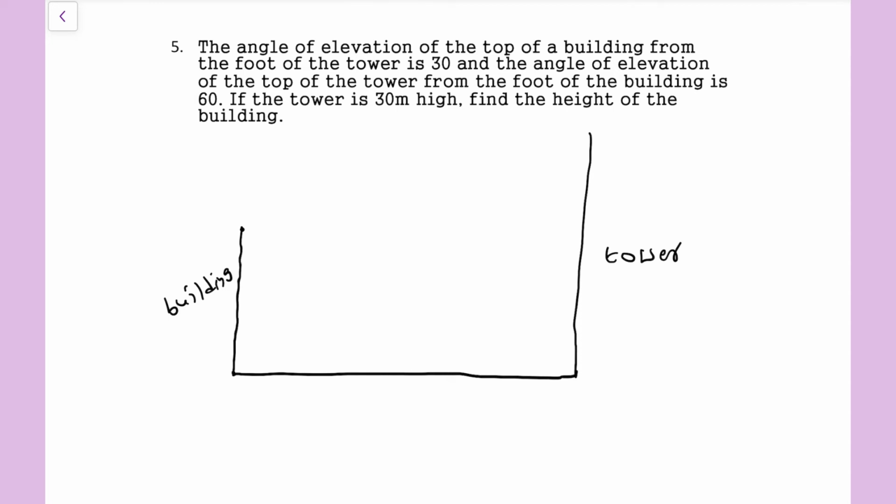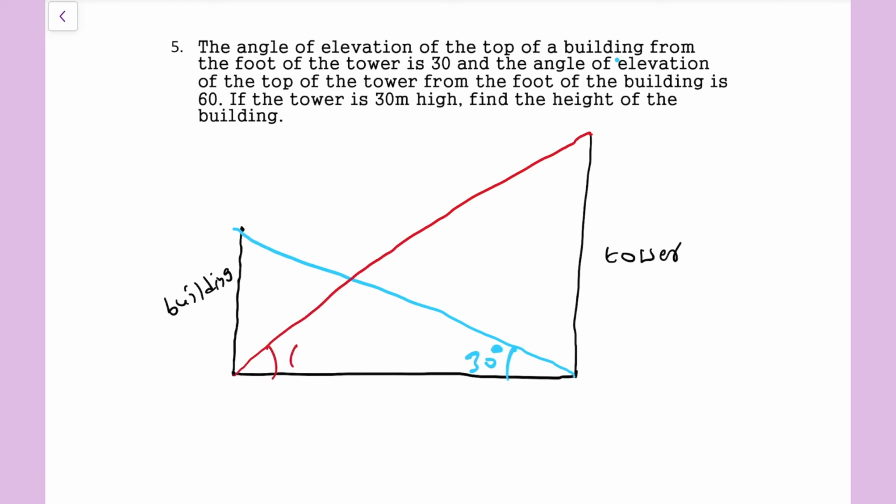The angle of elevation of the top of a building from the foot of the tower. This is the foot of the tower, from here to the top of the building. That is given as 30 degrees. Next, the angle of elevation of the top of the tower, this is the top of the tower, from the foot of the building. So this is the foot of the building. This is given as 60 degrees.